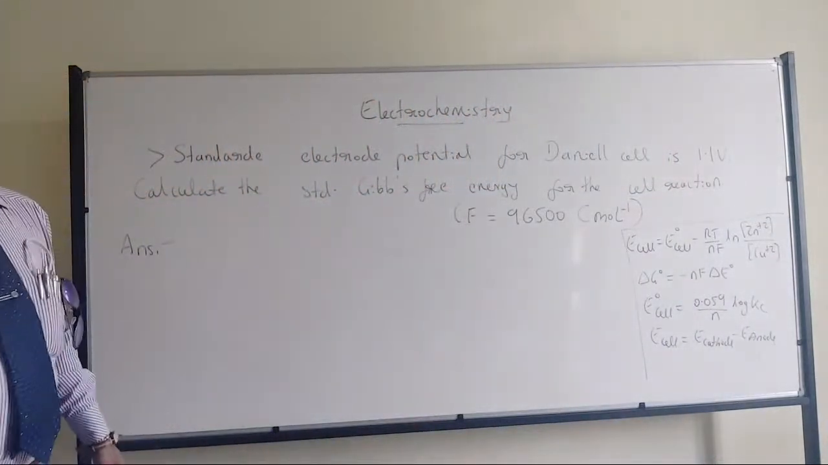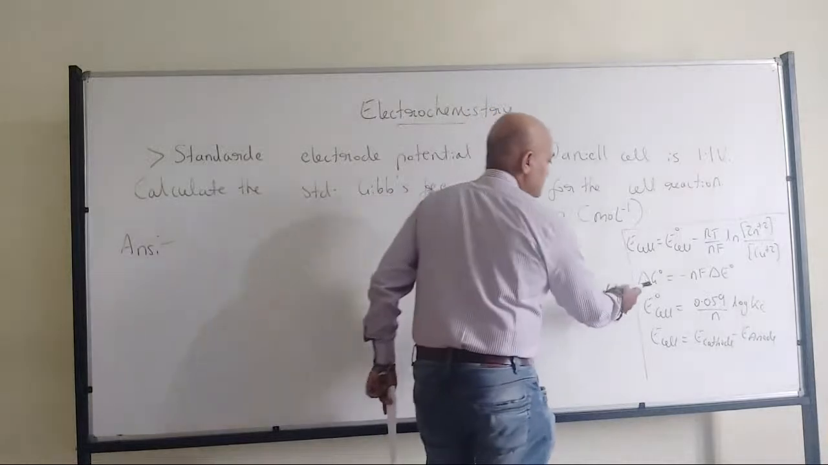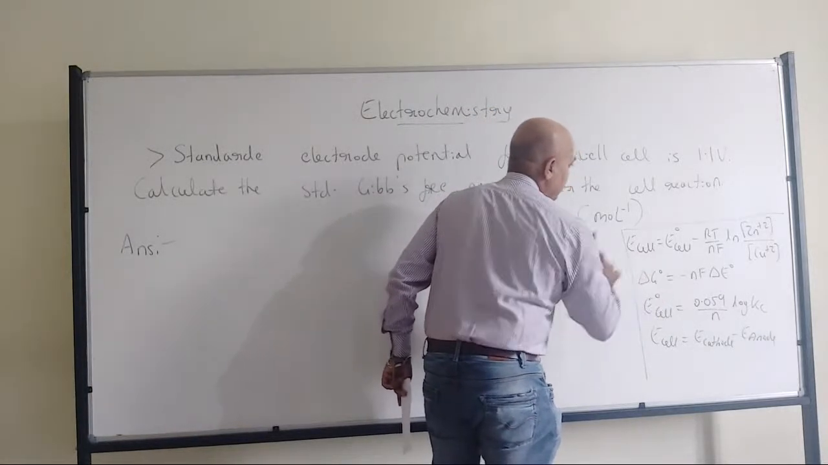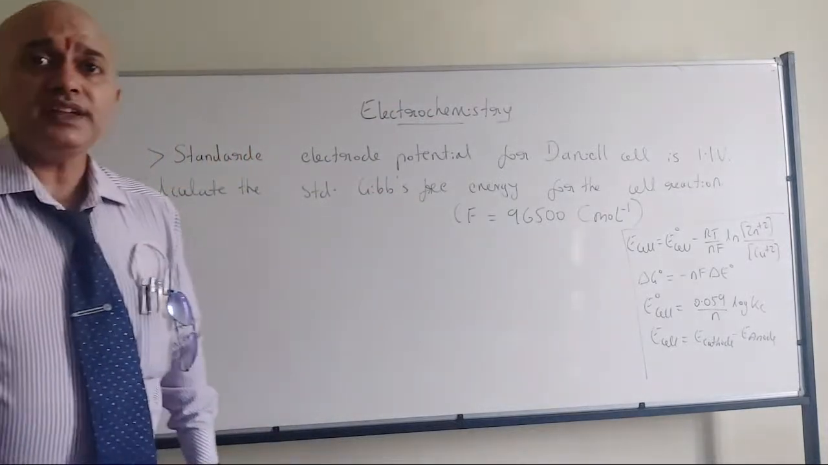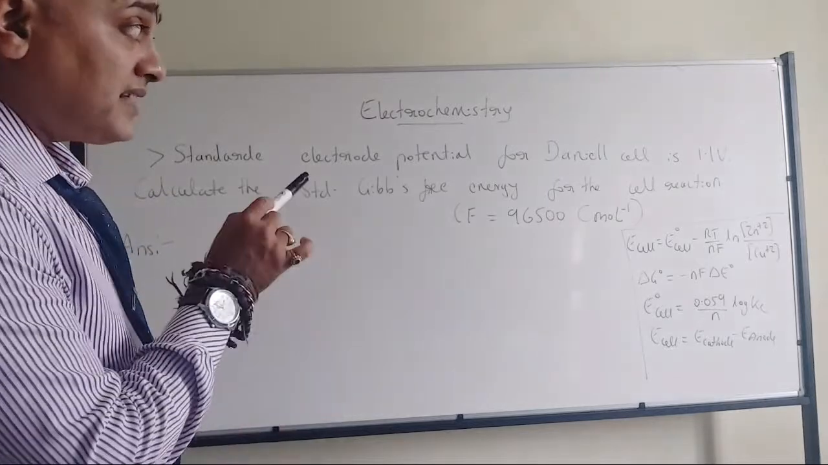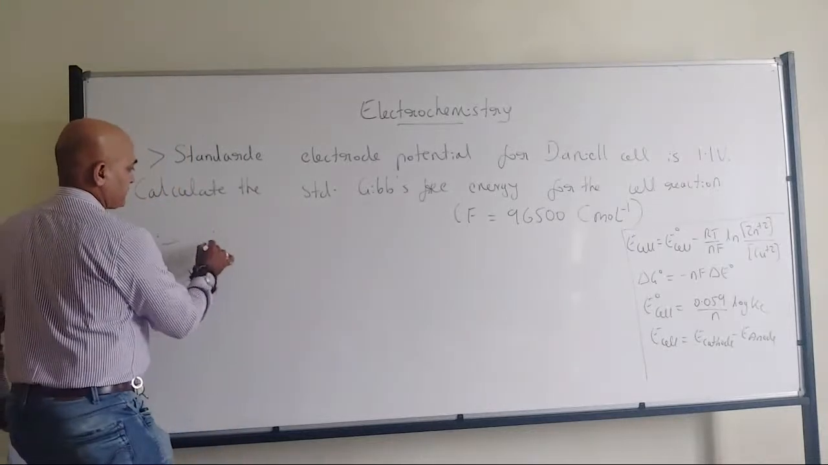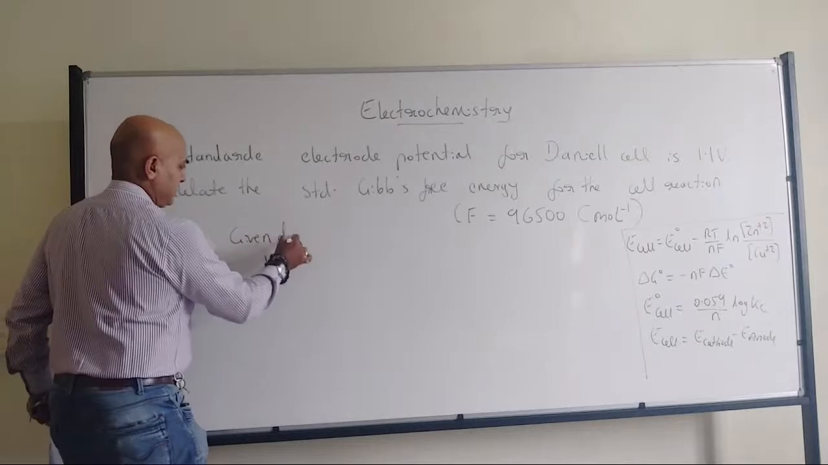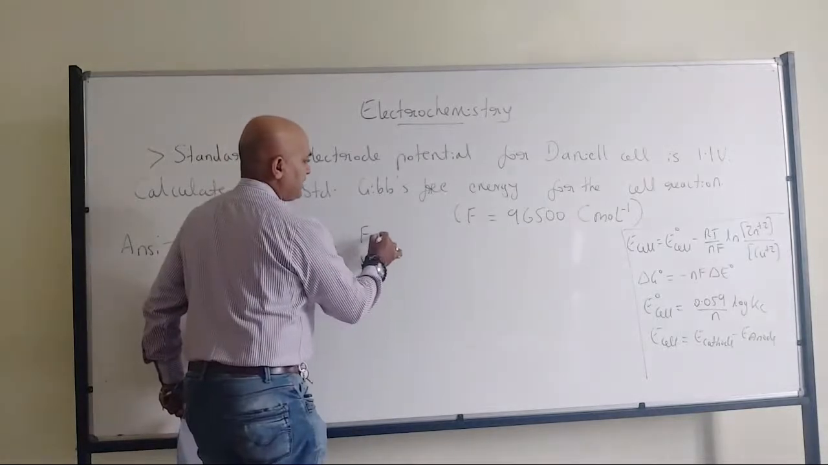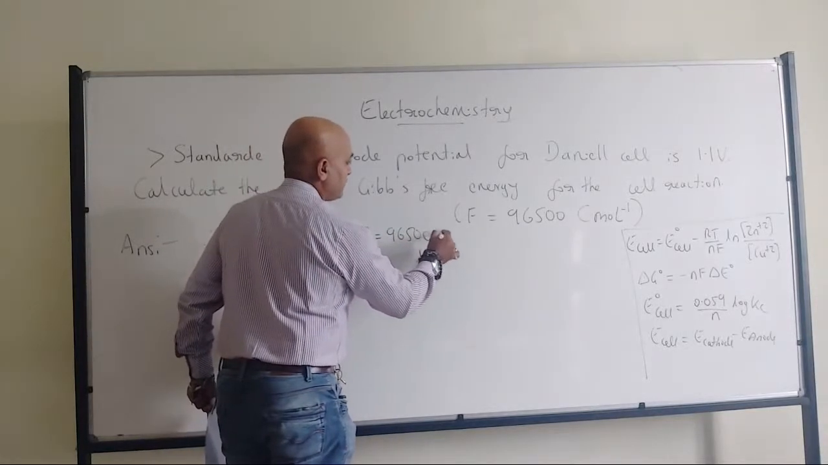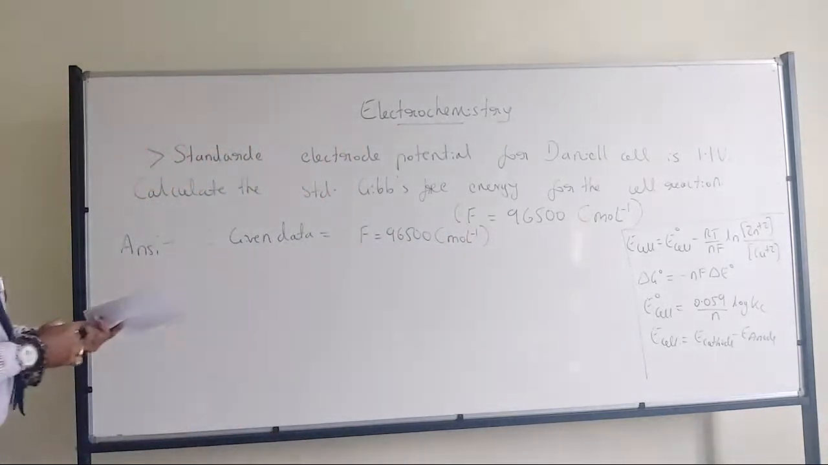Now this is the problem. Among those four equations, Gibbs free energy is present only in one; no other equation has Gibbs free energy. So here they are asking us to calculate the standard Gibbs free energy, so naturally I can apply the second equation. Therefore, first I will write the given data. They have given Faraday's value, 96,500 coulombs per mole. So that is one data I have.